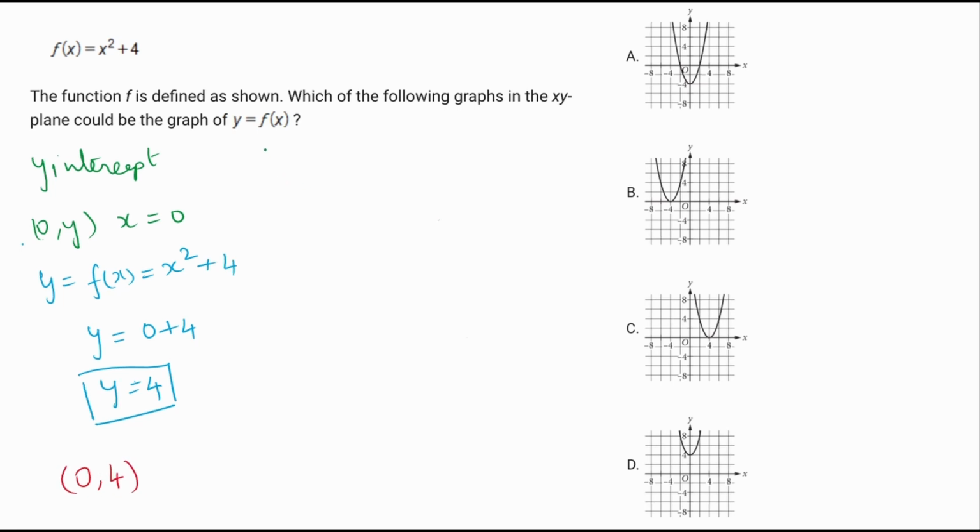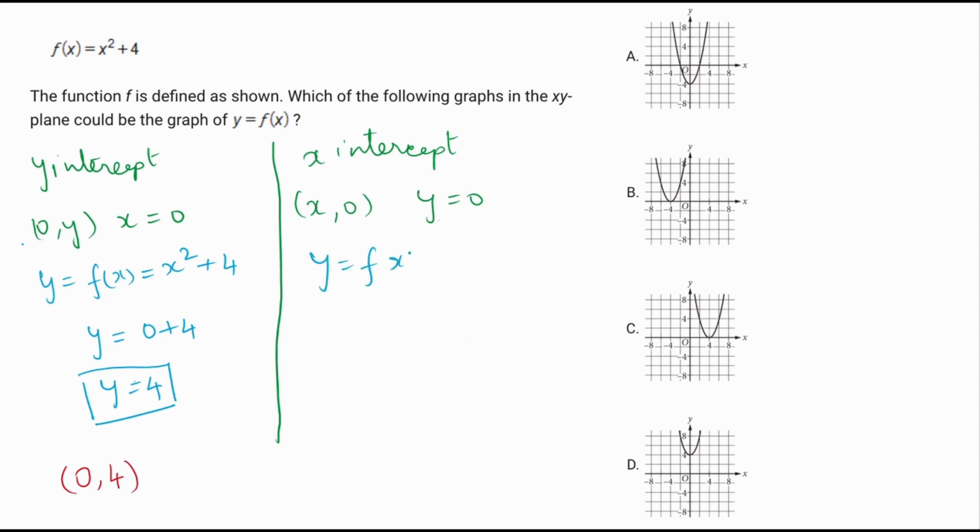So let's take a look at our x-intercept. Now x-intercept is nothing but a point where the curve or the line cuts the x-axis at y is equal to 0. So it is given as (x, 0) where y is always equal to 0. So by substituting the value of y in the equation, we have y which is equal to f of x which is equal to x squared plus 4. Now substitute the value of y, we get 0 is equal to x squared plus 4. Subtracting 4 on both sides, we have -4 which is equal to x squared.